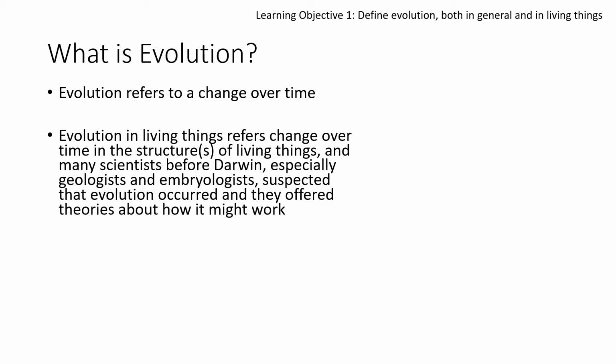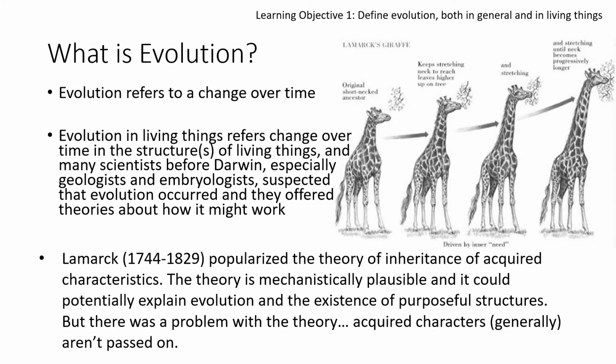Now, as I said, many geologists, embryologists, even philosophers and biologists believed at the time that evolution occurred. One of the most popular theories prior to Darwin was Lamarckian evolution. So Lamarck basically said that individuals inherited characteristics from their parents, but he had a big emphasis on acquired characteristics. So characteristics that people acquire in their lifetime, that is what they pass on to their children.